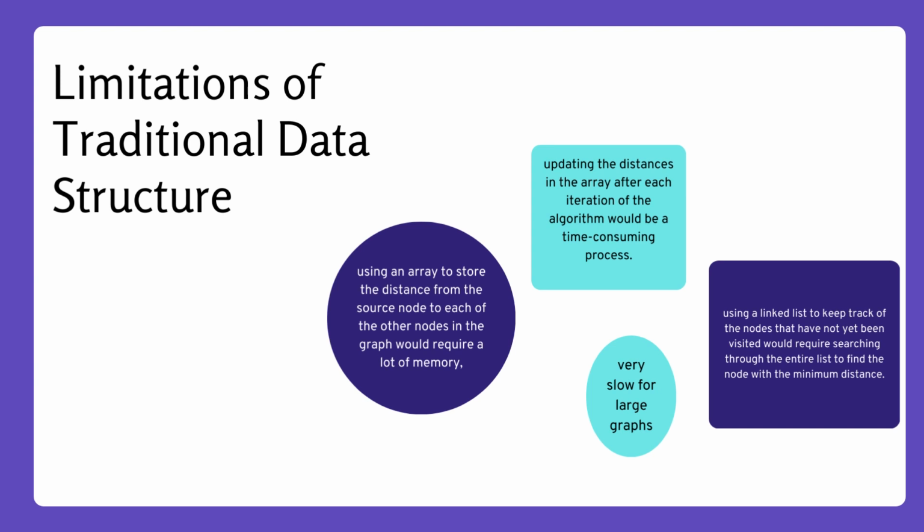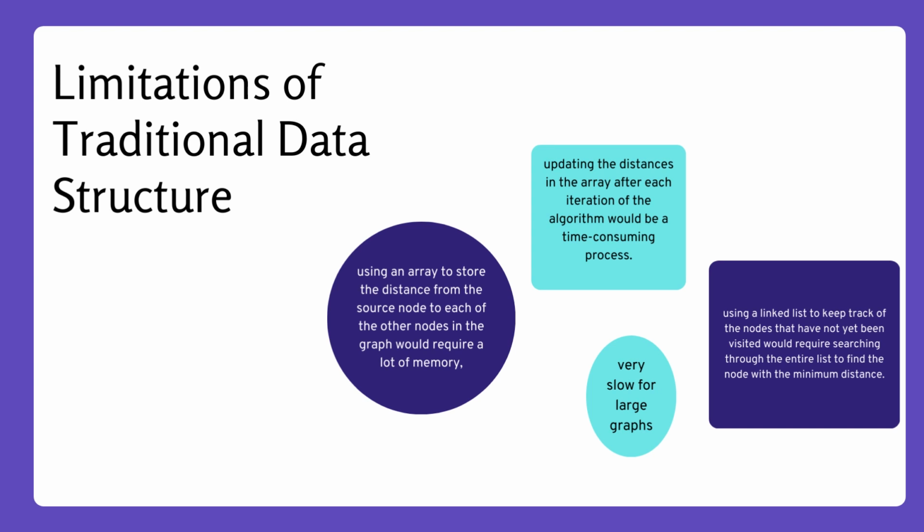Why particularly the Fibonacci heap over the traditional data structures is what we are going to learn now. Traditional data structures such as arrays and linked lists have certain limitations when it comes to implementing Dijkstra's algorithm for finding the shortest path. For example, using an array to store the distance from the source node to each of the other nodes in the graph would require a lot of memory, especially for large graphs. Additionally, updating the distances in the array after each iteration of the algorithm would be a time consuming process. Similarly, using a linked list to keep track of the nodes that have not yet been visited would require searching through the entire list to find the node with the minimum distance. This could become very slow for large graphs.